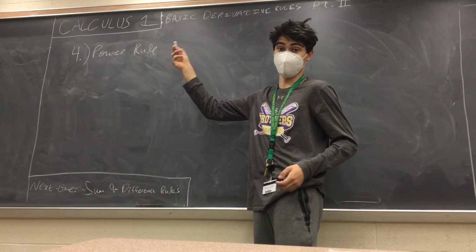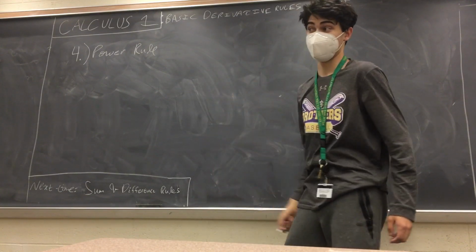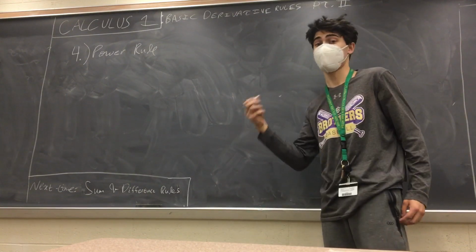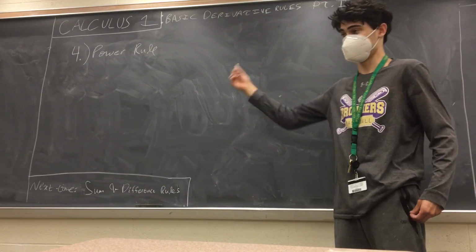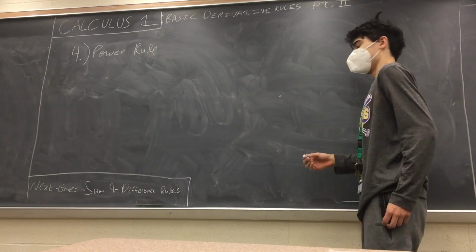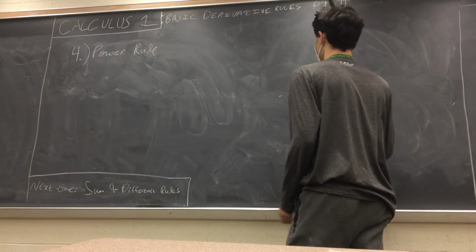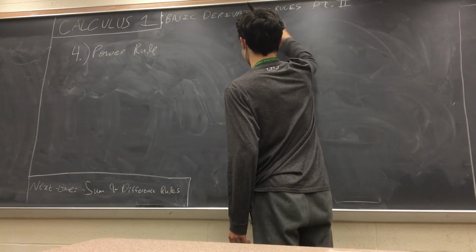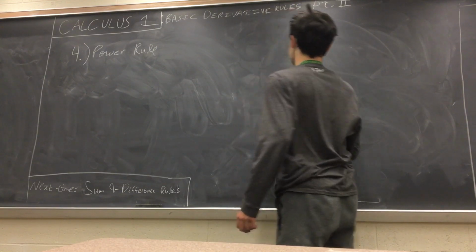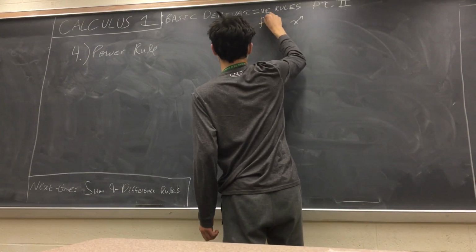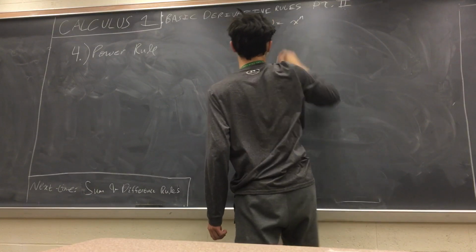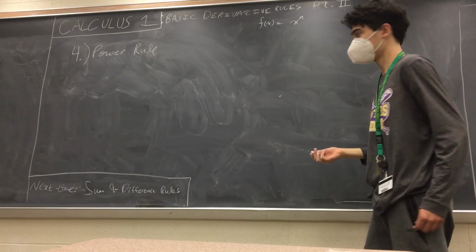And the power rule is one of the most common derivative rules that you'll run into. It's also one of the easiest to remember, so you've got that going for you. But let's say we wanted to find the slope of a graph of x to the n. So our function f of x equals x to the n.